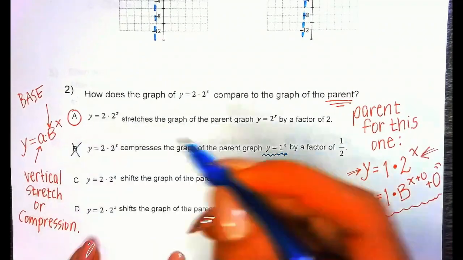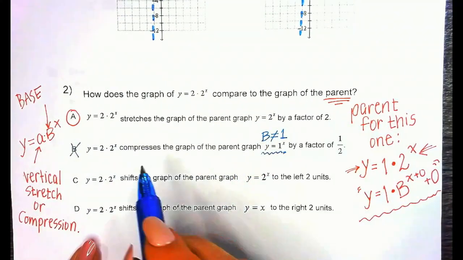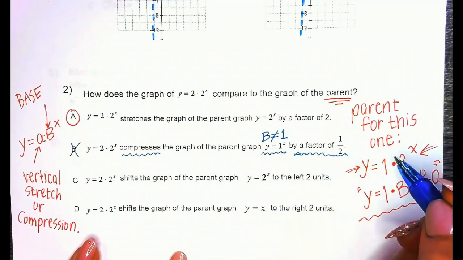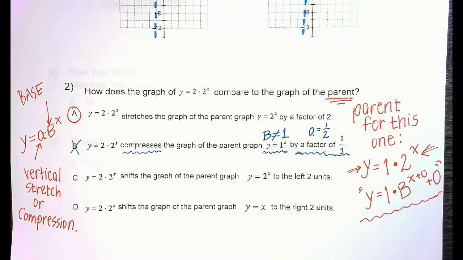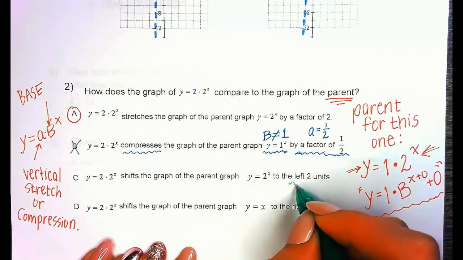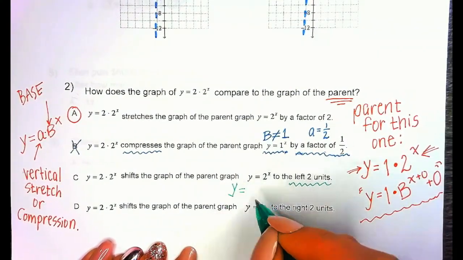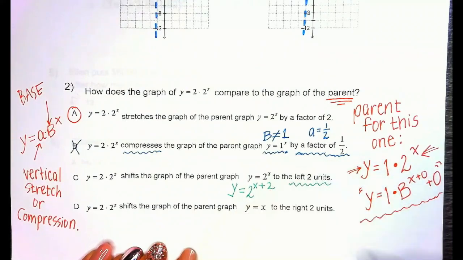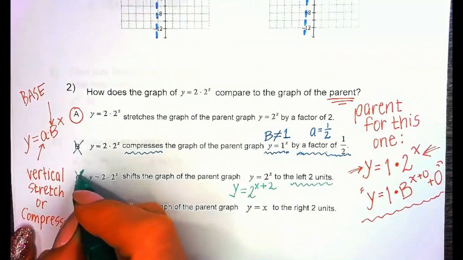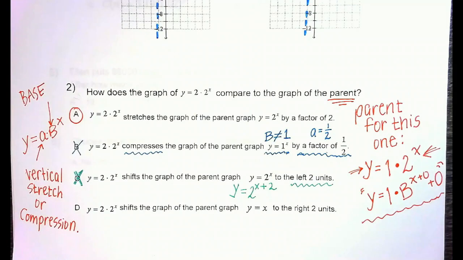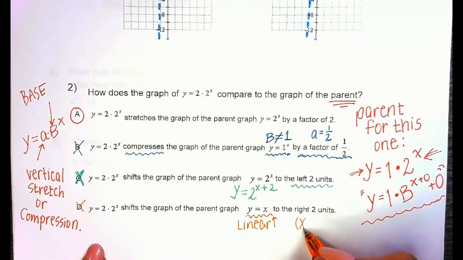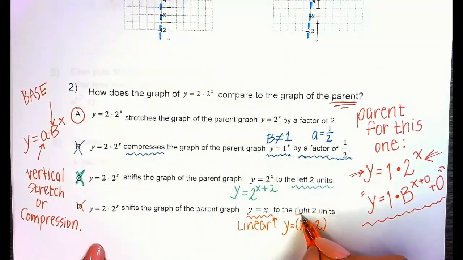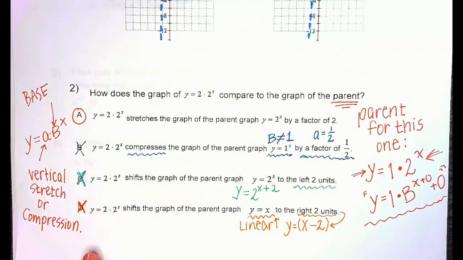In choice B, y equals 1 to the x isn't even a parent function. For exponential functions, the base can never equal 1, and the base must be a positive number. So that choice makes no sense. While choice C has the right parent function, it describes it as moving to the left 2 units, and that's inaccurate. The last choice is inaccurate in 2 ways. It isn't going to the right 2 units, and y equals x is not the parent function, that's the parent of a linear function.